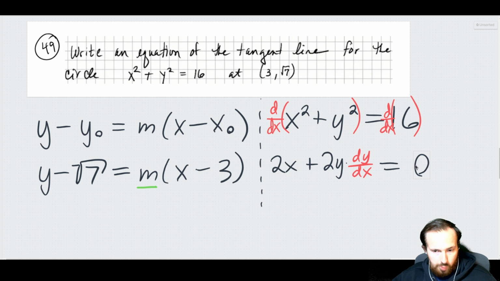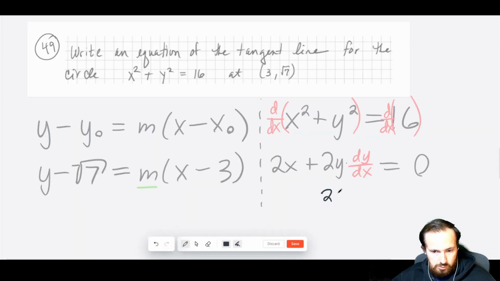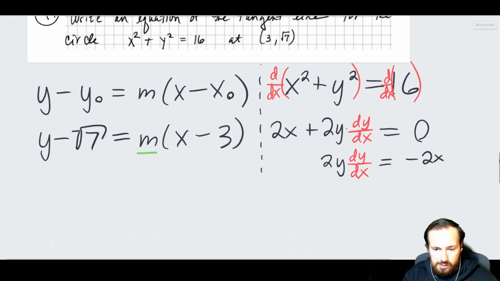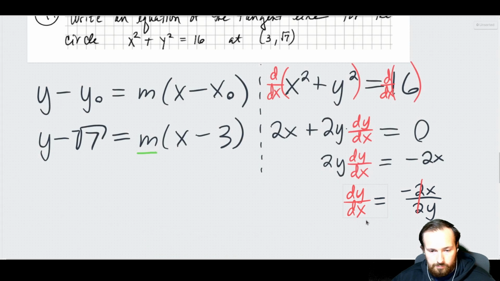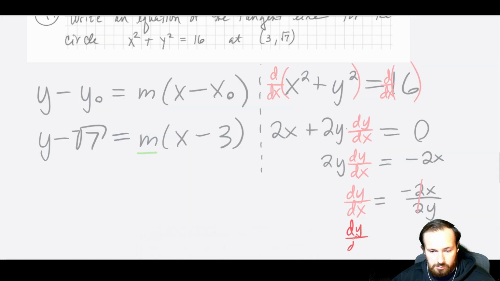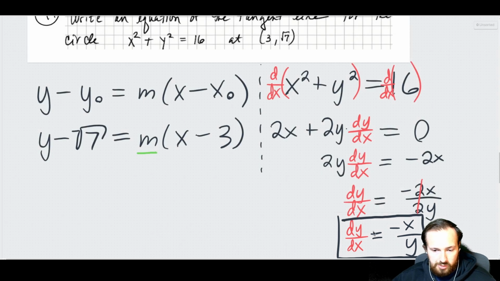If we subtract 2x from both sides, we get 2y times dy/dx equals negative 2x. And then what we can do after that is divide by 2y on both sides. So we will get dy/dx equals negative 2x over 2y. And then we can simplify that. So the final answer, for the derivative at least, is negative x over y. There you go. That's the derivative. This equation will tell us the derivative at any point on the curve.